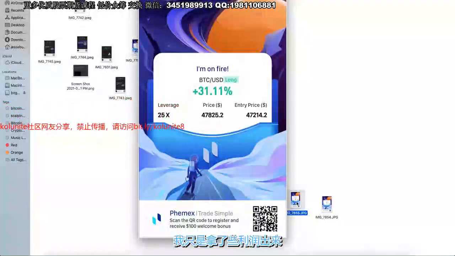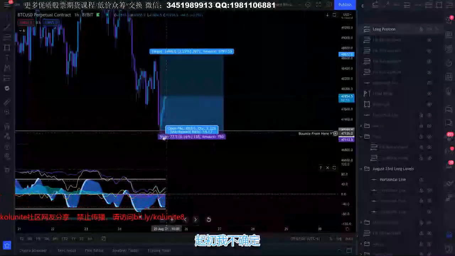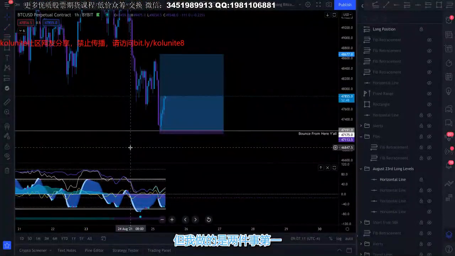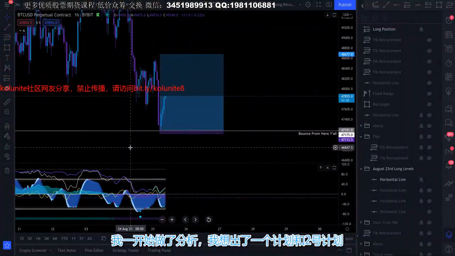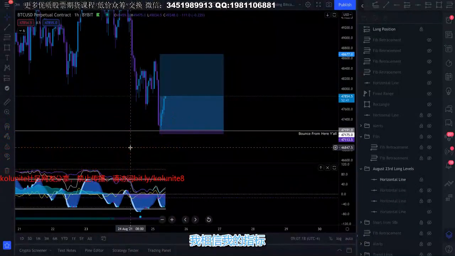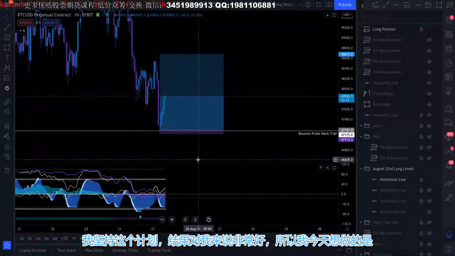I just took some profits out. It's actually a really nice position. I'm quite happy with it. I wasn't sure at first if we were going to get such a good bounce, but what I did was two things. Number one, I did my analysis in the beginning. I came up with a plan. And number two, I trusted my indicators. I stuck to the plan, and it worked out really well for me.